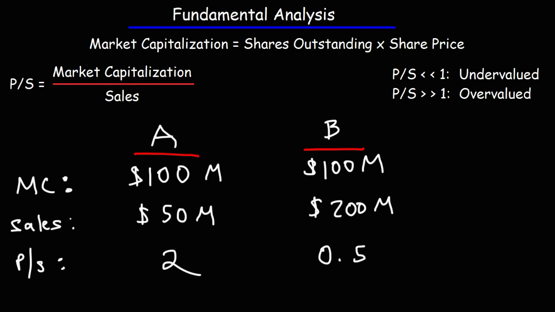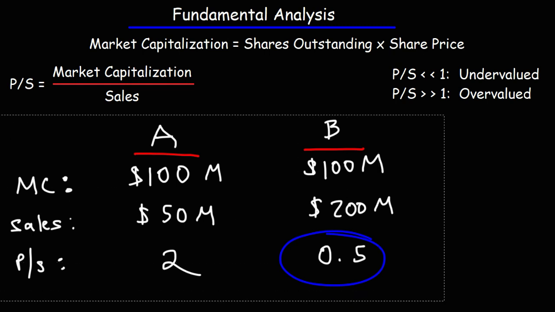Both companies have the same market cap, but which one would you say has a higher value? Company A or B? Now, company B is more valuable than company A because the sales that it's generating is higher than that of A. So because the sales are higher, notice that the price to sales ratio is lower. So company B is undervalued with respect to company A. Thus, when the price to sales ratio is low, this is an indication that the company might be undervalued.